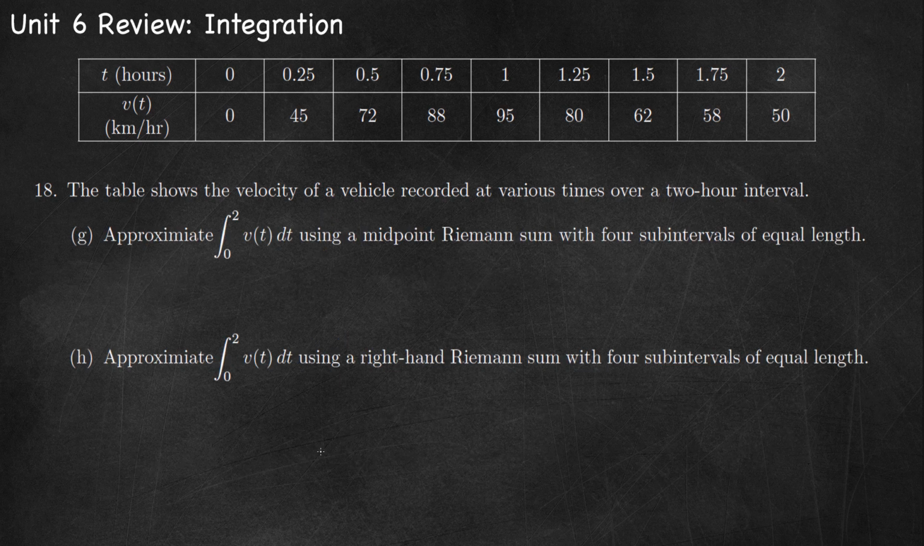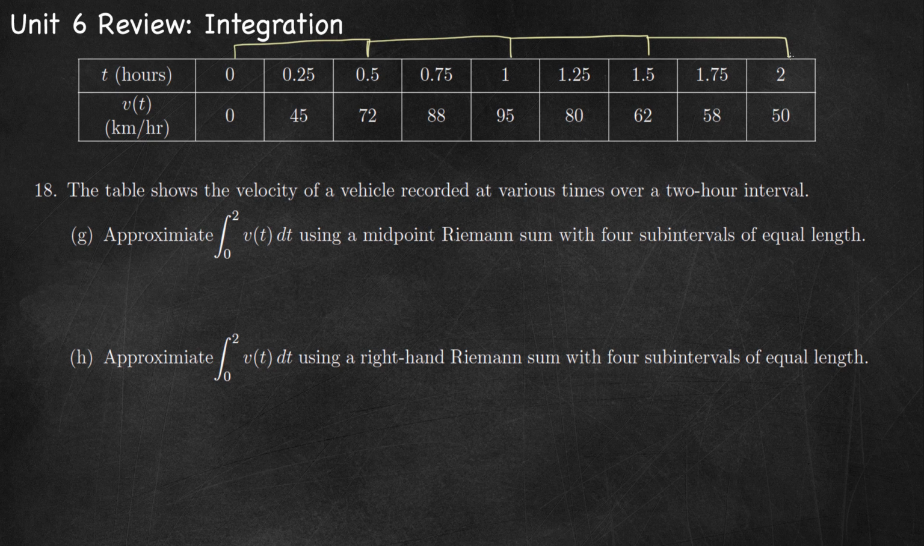Part G, approximate, oh, here we go. We are going to use a Riemann sum. Approximate the integral of velocity from 0 to 2 using a midpoint Riemann sum with 4 subintervals of equal length. So we can't find the exact value of the integral of v from 0 to 2, but we can approximate it using a Riemann sum. So I'm going to go 0 to 0.5, 0.5 to 1, 1 to 1.5, and then 1.5 to 2. That takes me from 0 to 2 using 4 rectangles.